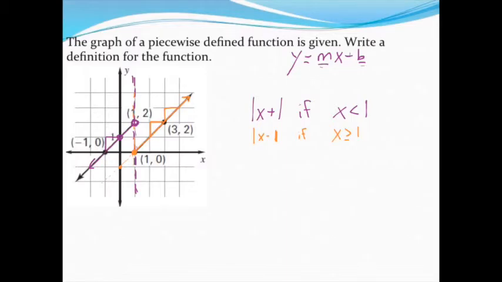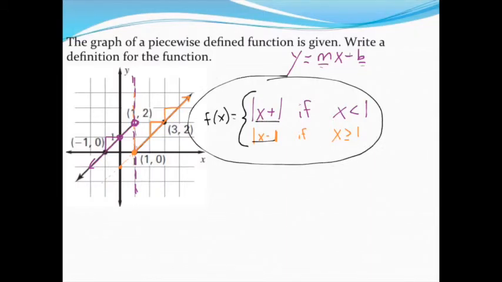The only thing I'll do to connect it together, as you saw in the other videos on what piecewise functions look like, is include the bracket just to say that those are grouped together, and I'll give it a function name like f of x. So f of x is equal to, and then there's my piecewise defined function with the behavior of the line, and then when that behavior occurs with the domain.